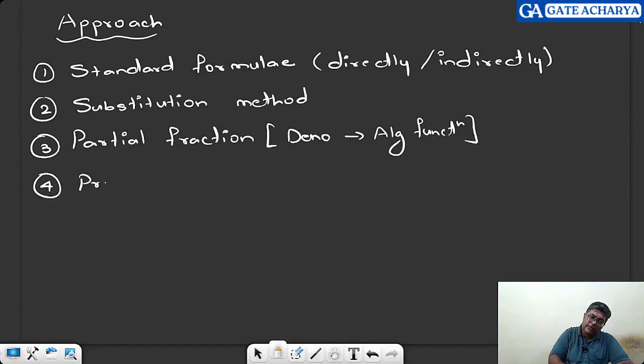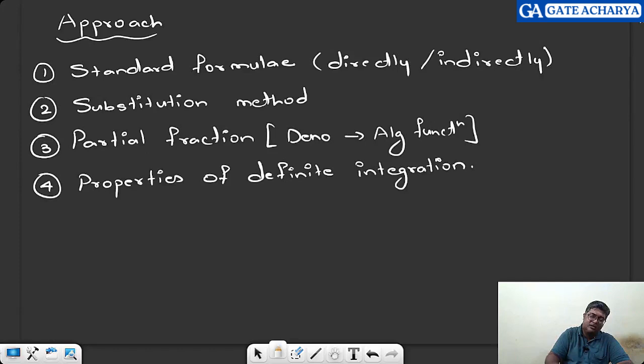properties of definite integration. Your GATE problems mostly involve this particular section, that is properties of definite integration. There are some 7 to 8 properties. You'll have to apply those to simplify the function. In the GATE examination, what we have seen is that almost 80 to 90% of the time, you're going to get integration which is definite.